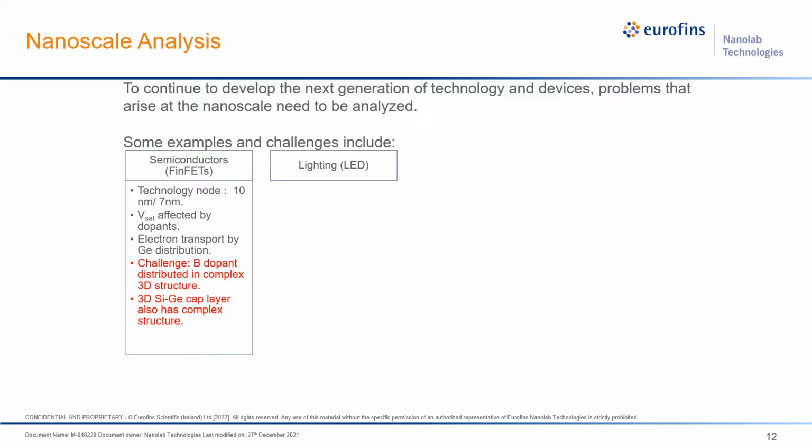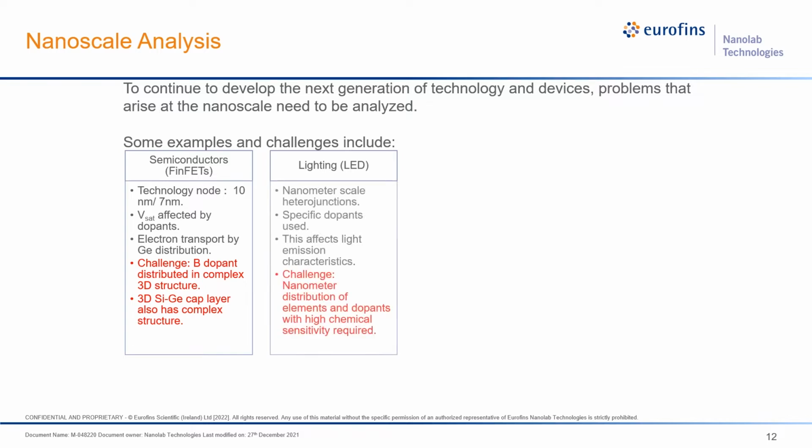On the other end, when you look at lighting-based devices such as LEDs, they have a nanometer-scale heterojunction, and they use very specific dopant elements here, both of which affect the light emission characteristics. So the challenge is to look, with very high chemical sensitivity, at the distribution of elements and the dopants within these nanometer junctions.